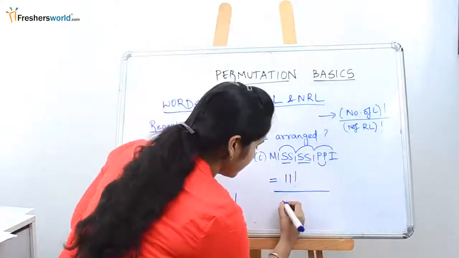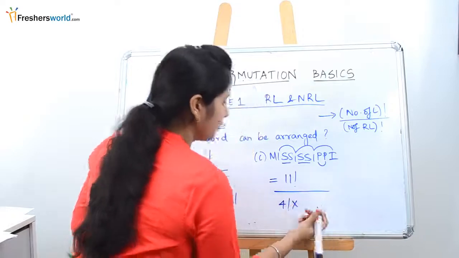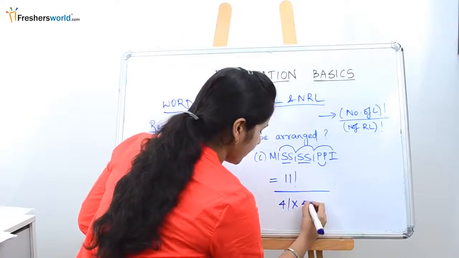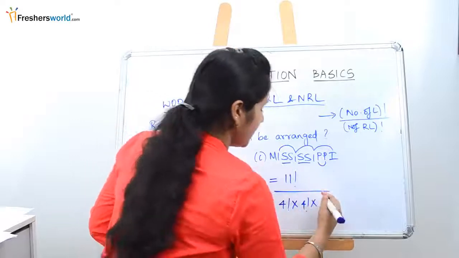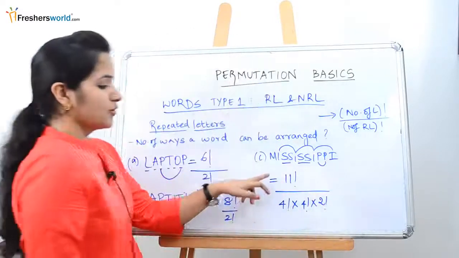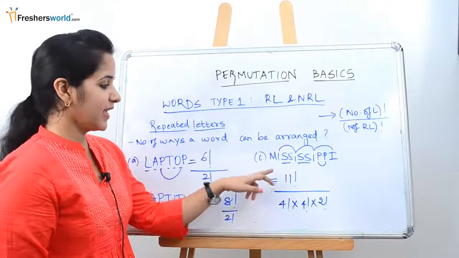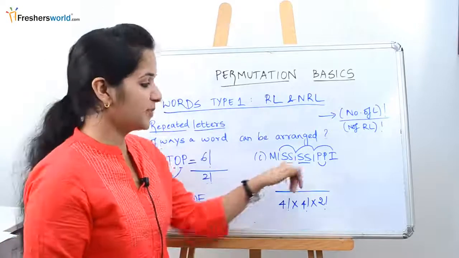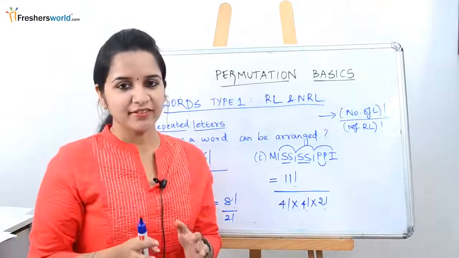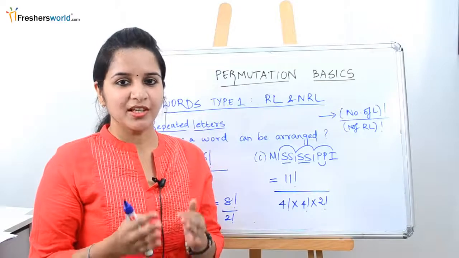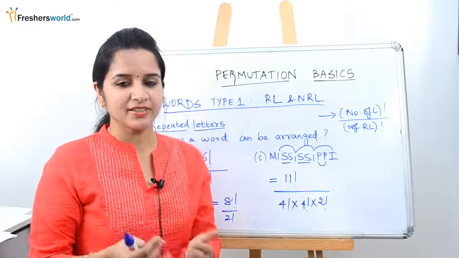So, 4 factorial for I, times 4 factorial for S, times 2 factorial for P. Once you solve this, you will get the answer for the number of ways the word Mississippi can be arranged. Now we have dealt with the ways in which repeated letters and non-repeated letters can be arranged.